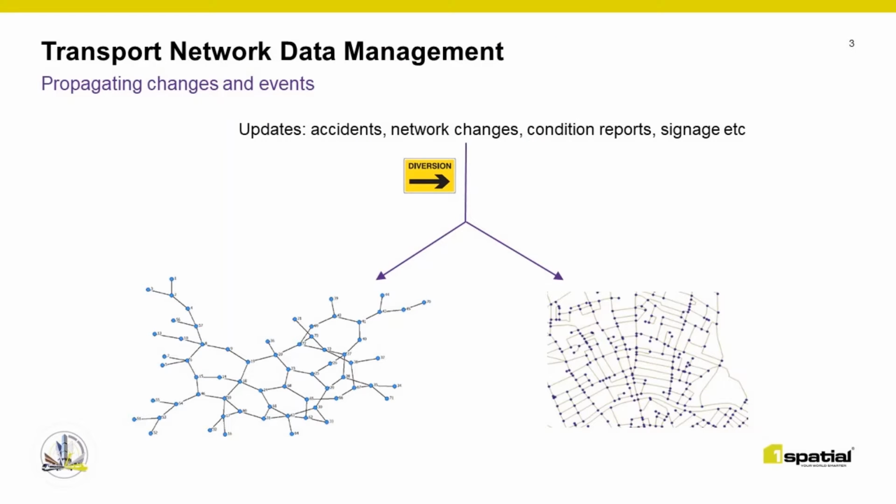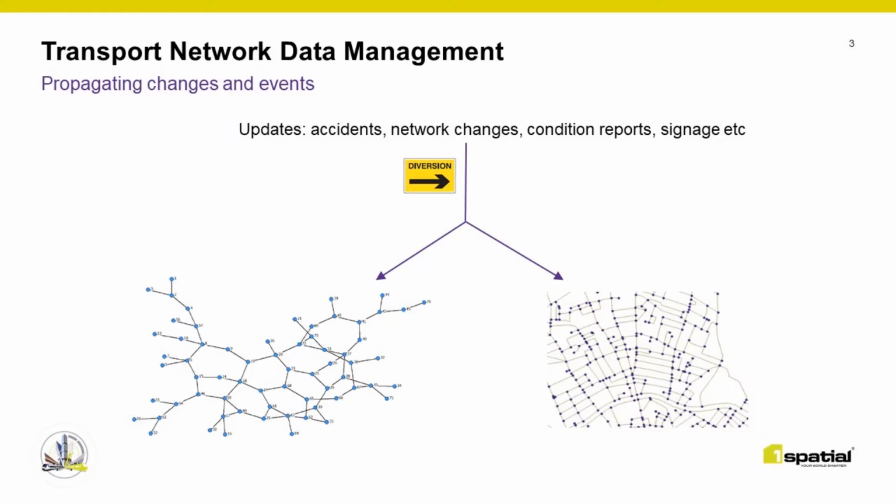Here's an example of a data improvement process that can be achieved using rules. Here we have two networks which represent either different networks or different representations and structure of the same network. When new data comes in, now this could either be information that changes the network, so new sections, splits of existing bits of network, reshapes, or else it could be things that reference that network, such as accident locations or surface quality reports, signage, asset locations, or even near real-time information such as traffic conditions.